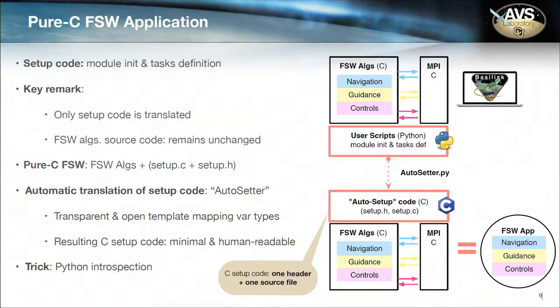And the trick behind the autosetter.py is that Python is great at introspection. So Python is great at looking at itself, and introspection is something that cannot be achieved just with C and C++ without a significant effort in source parsing.